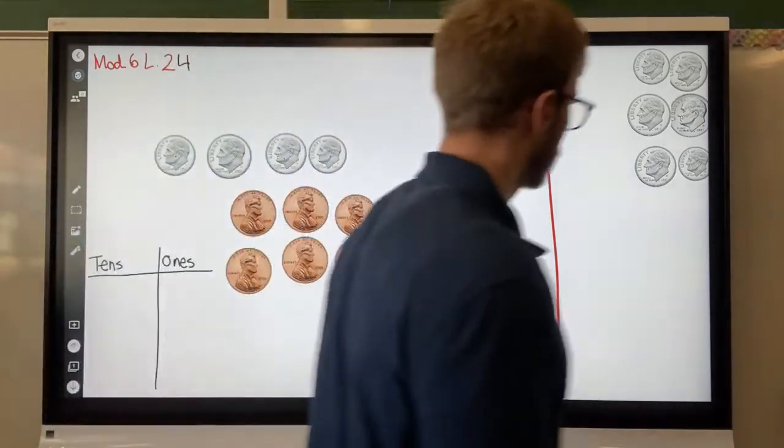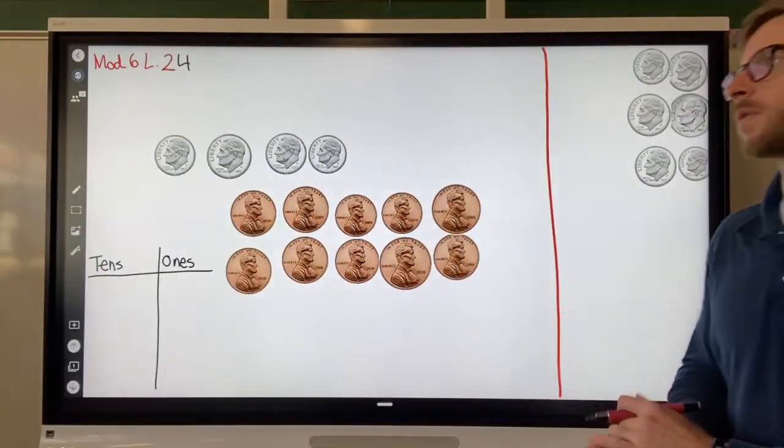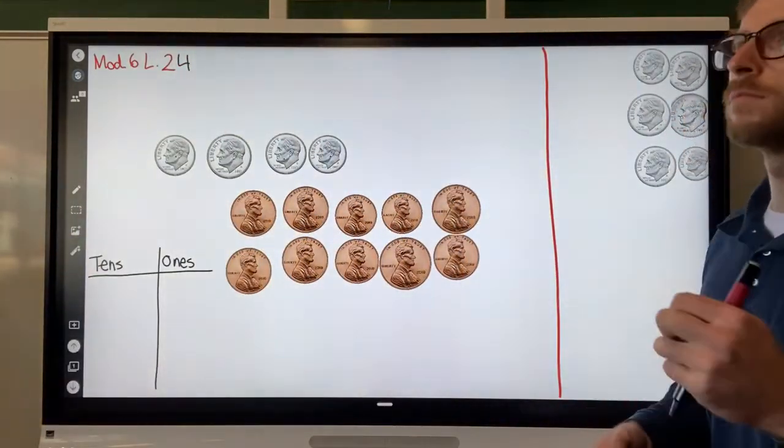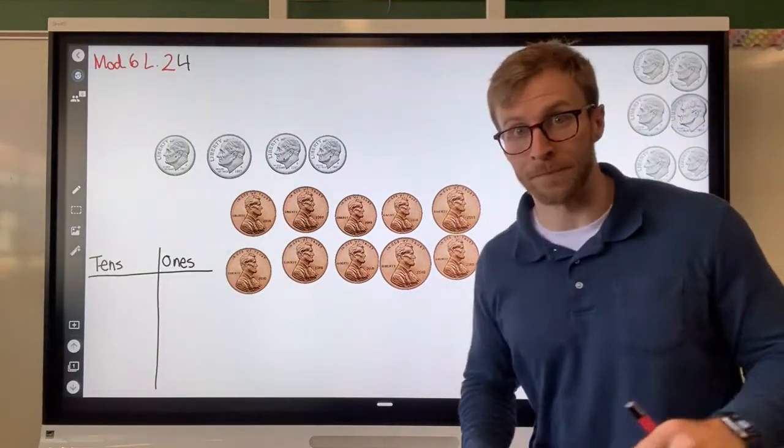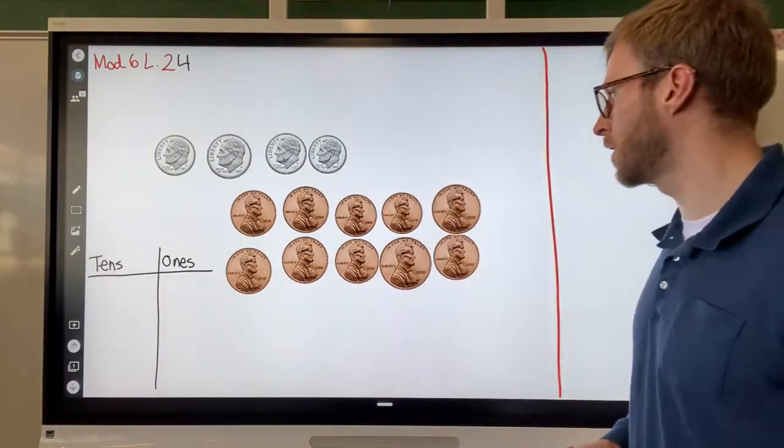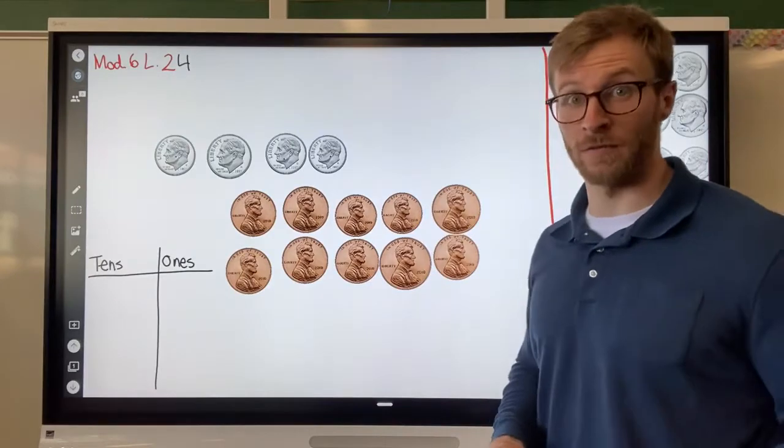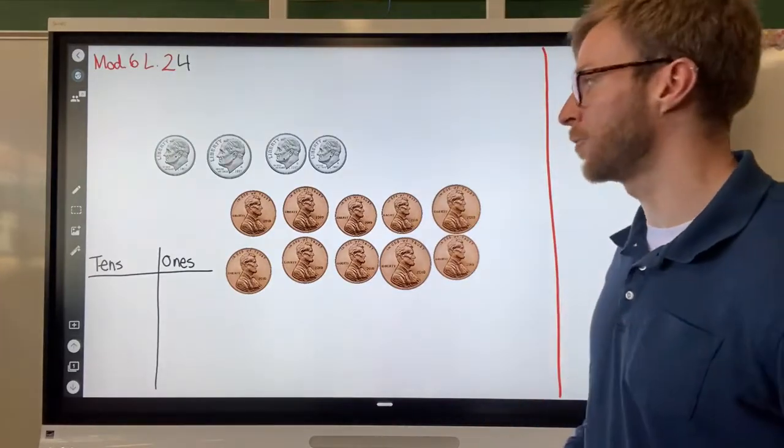Five more seconds, and then you can pause the video. 3, 2, 1. Okay. Go ahead and pause that video if you need more time. Please pause the video if you need more time, okay? Take all the time you need.